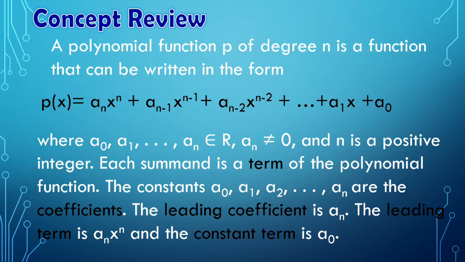Each summand is a term of the polynomial function. The constants a sub 0, a sub 1, a sub 2 up to a sub n are the coefficients. The leading coefficient is a sub n. The leading term is a sub n x raised to n, and the constant term is a sub 0.